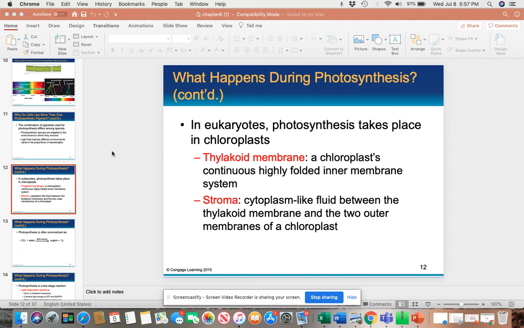Photosynthesis takes place in the organelle known as chloroplasts. Chloroplasts have thylakoid membrane where your chlorophyll pigments and other associated pigments are located, and then a gel-like cytoplasm called the stroma.